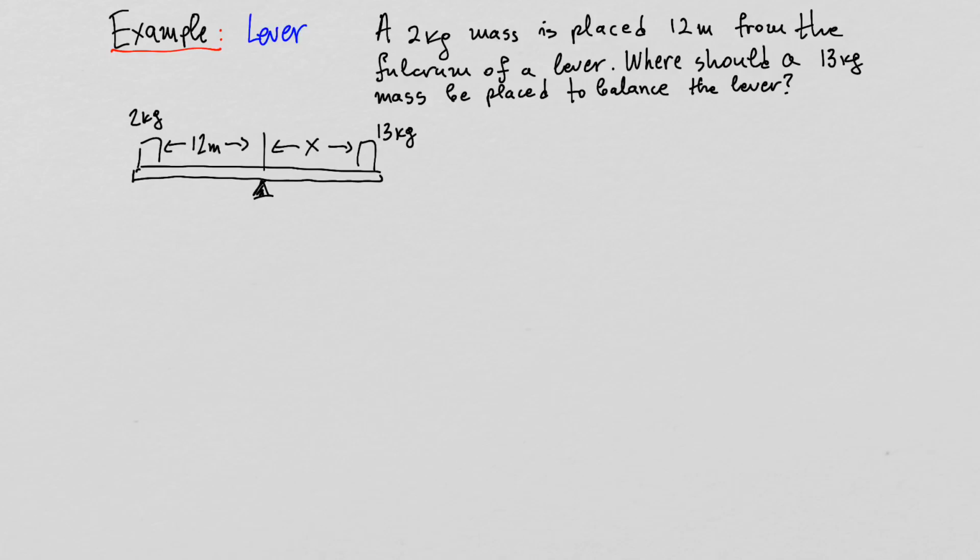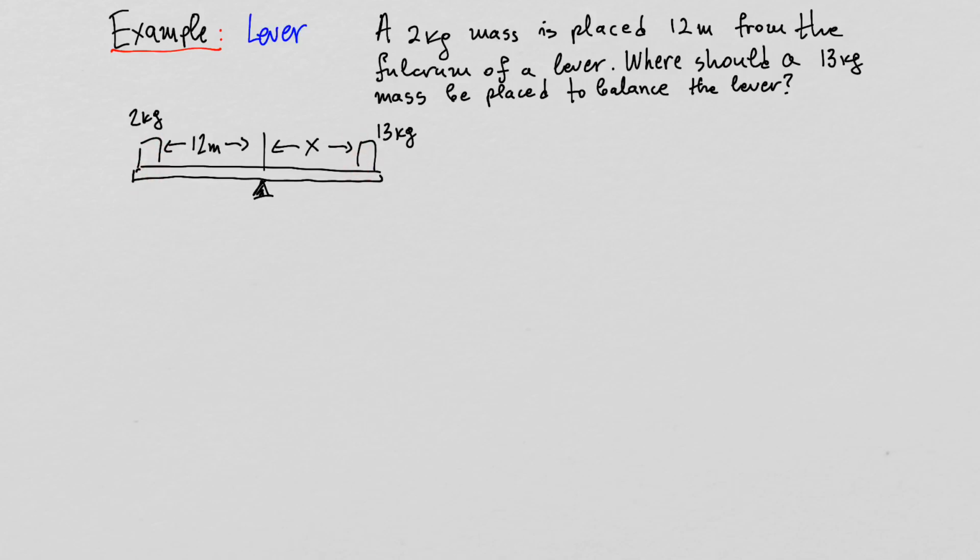So here is a sketch of the problem. This is the lever, so it's a beam. This is the fulcrum. The 2 kilogram mass is placed 12 meters from the fulcrum, and then the 13 kilogram mass is placed an unknown distance from the fulcrum, and the question is, what is that unknown distance so that the lever is balanced? So what does it mean for the lever to be balanced? Well, that means that the lever is not swinging about the fulcrum. There is no rotation about the fulcrum.